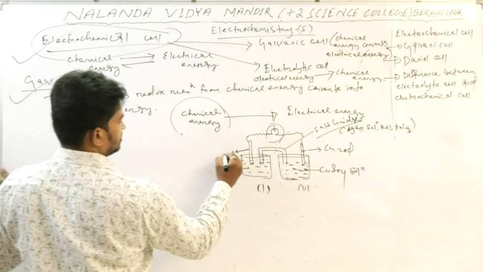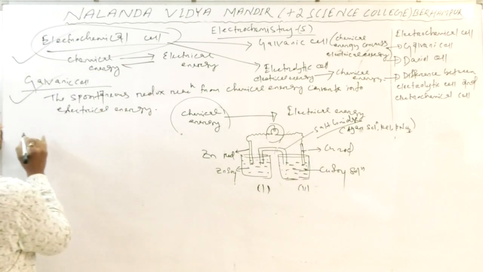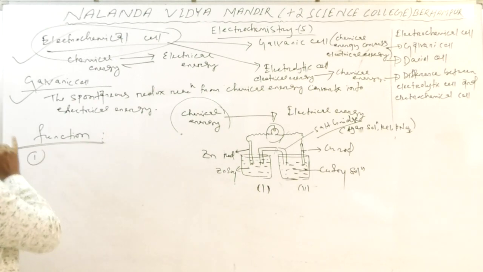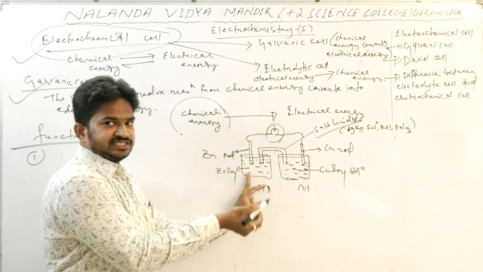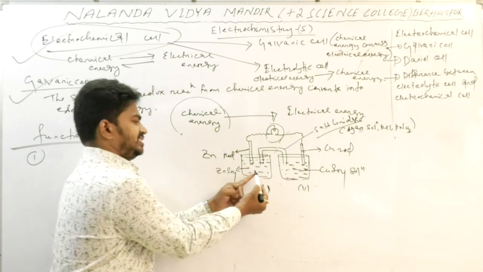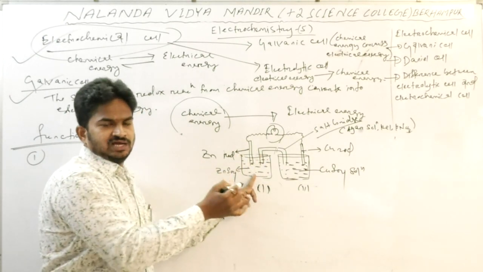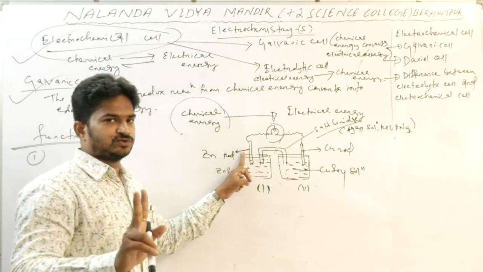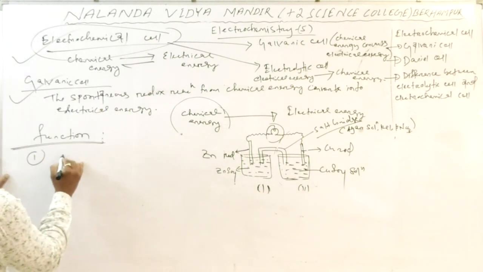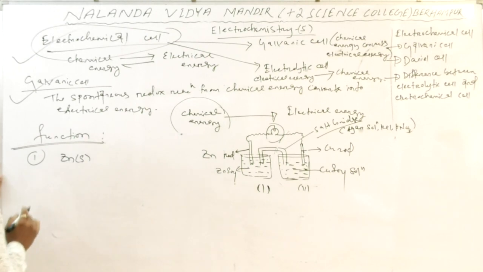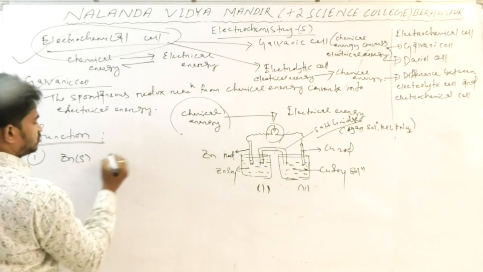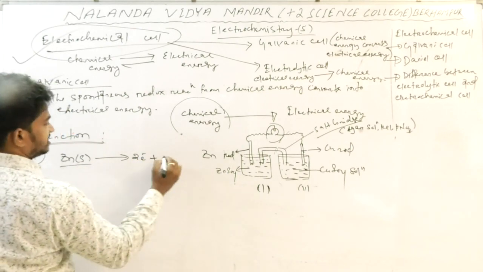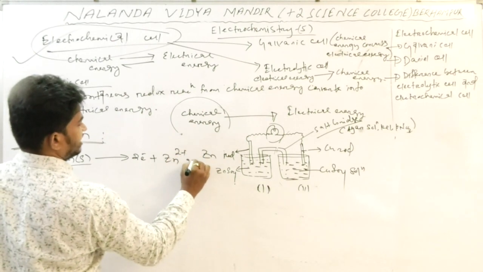See, this is the zinc rod. So what would be the function? First, the interaction between zinc sulfate and zinc electrode is in such a way that this zinc electrode loses two electrons. So the zinc electrode that is in solid form loses two electrons. Then what would be the state of zinc? That will be Zn2+ in aqueous solution.